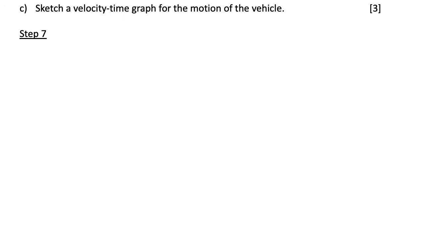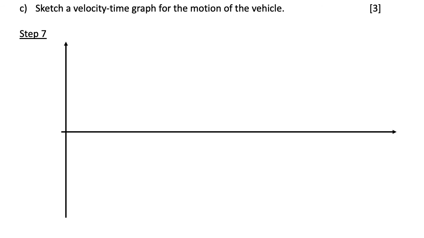Let's go on to part C. So this is the velocity time graph. 3 marks, there's quite a lot of work to do for 3 marks here, I think. So here we go. Start by sketching some axes. Okay, when I say sketch out some axes, all you need is a ruler and your pen or pencil. You need to draw 2 perpendicular straight lines.